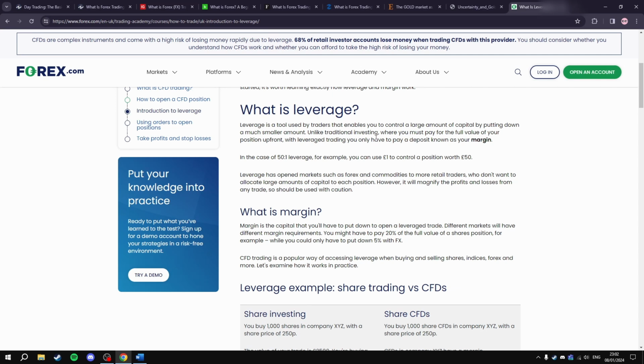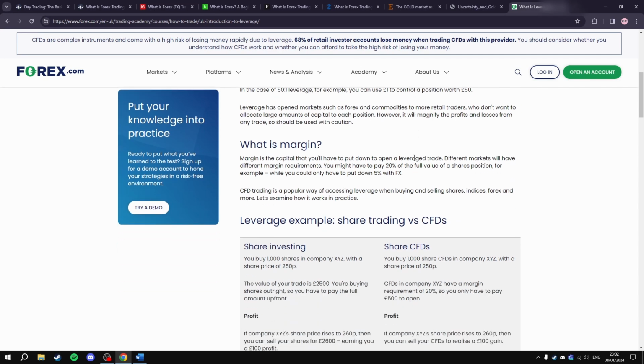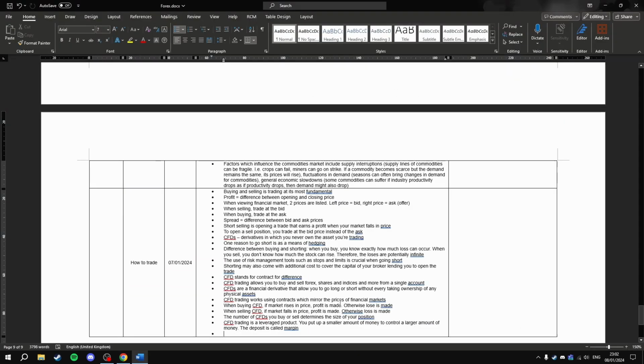Unlike traditional investing where you must pay for the full value of your position up front, with leverage trading you only have to pay a deposit known as your margin. In the case of 50 to 1 leverage, for example, you can use £1 to control a position worth £50. So, 50 to 1 leverage is using £1 to control £50.